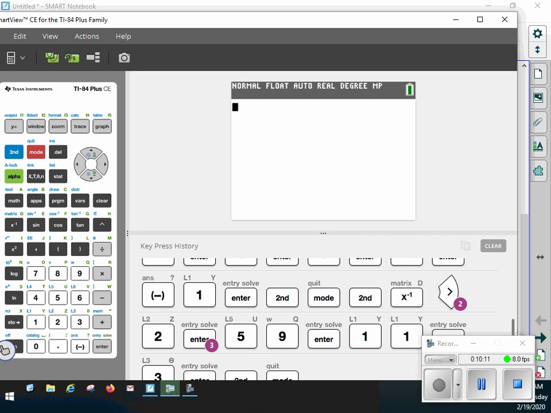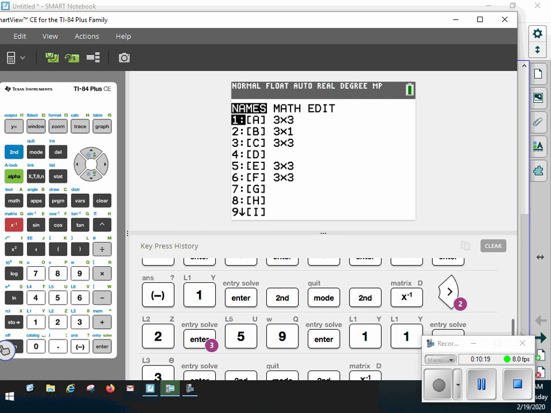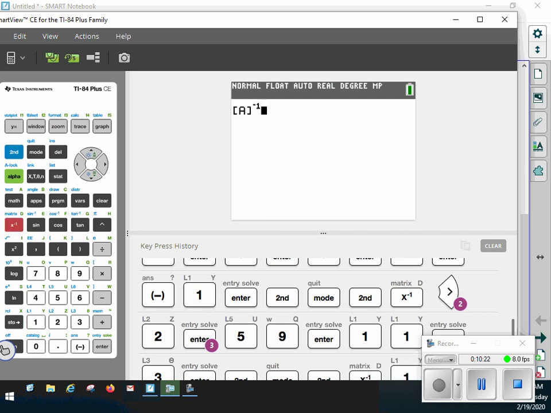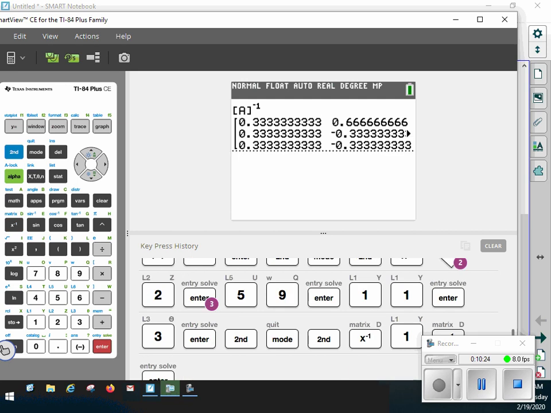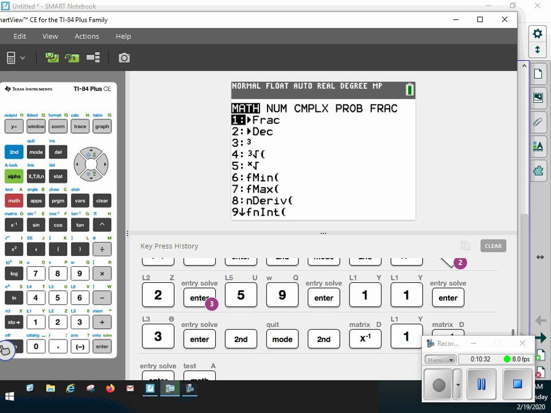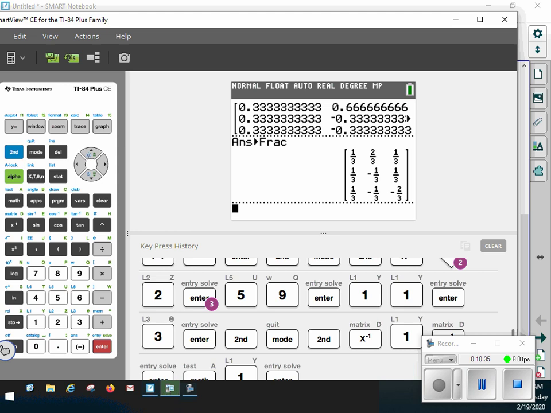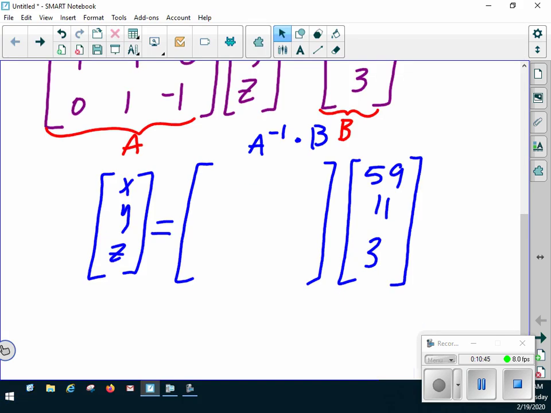What do you need now? A inverse. So you're going to go to matrix. You're going to grab matrix A inverse. Okay, that's not what I want to write down. Okay, so we're going to go math, fraction. So you're going to write that matrix. Did you all get that matrix? Okay, so you're going to write that matrix right there.